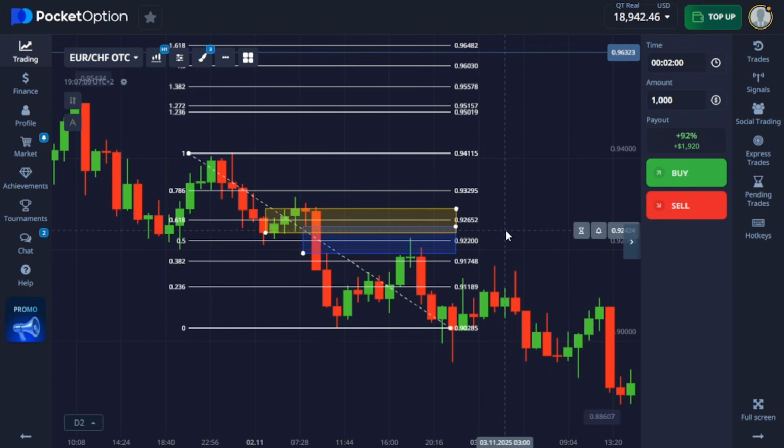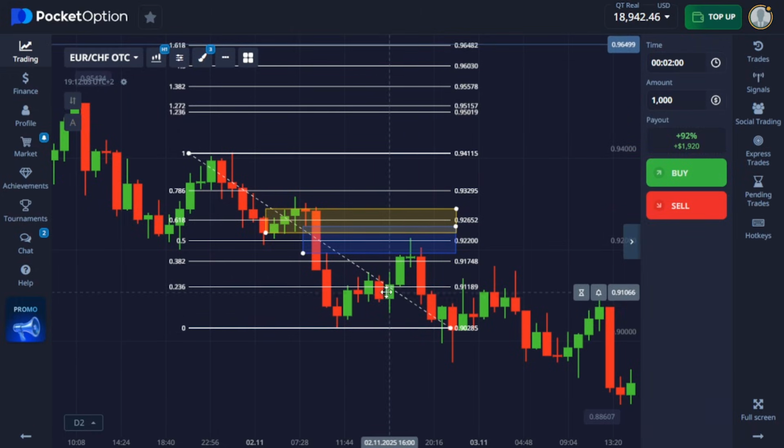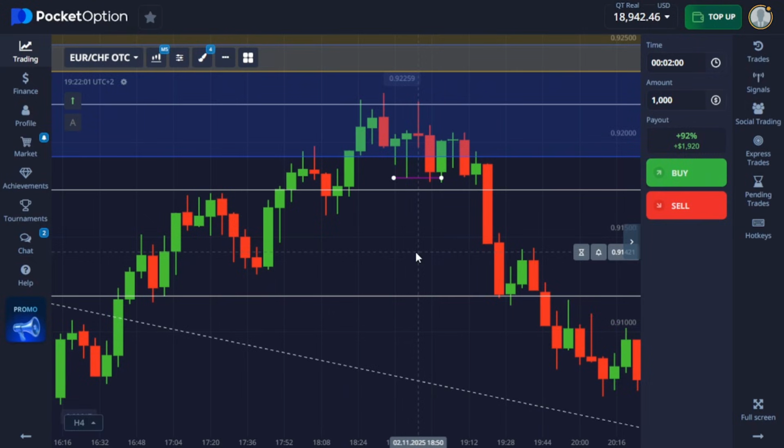Now we can look for some confluences to make this setup even better. I've gone ahead and marked out this fair value gap with this blue rectangle we have here, and I also marked out this order block with this yellow rectangle we have here. In this case, you'll notice price only taps into the fair value gap and not the order block. But having this confluence still gives us a lot more confidence with this setup. So now we can drop down to a lower time frame to look for some sell entries. Okay, so I've just switched over to the 5-minute time frame.